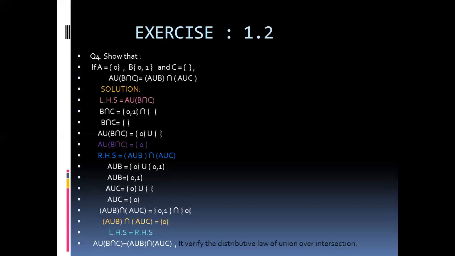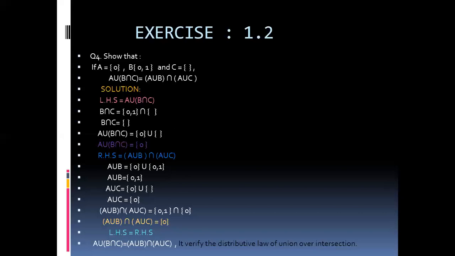There are two brackets, A union B and A union C. It means first we take the union of A and B and then A union C, and at the end we take the intersection of these two new sets. A union B, {0} union {0, 1}. I'm repeating the definition of union. Union means write all the elements within one bracket. So A union B will be {0, 1}. Then A union C. C is null and the element of A is only 0. So A union C will be {0}.